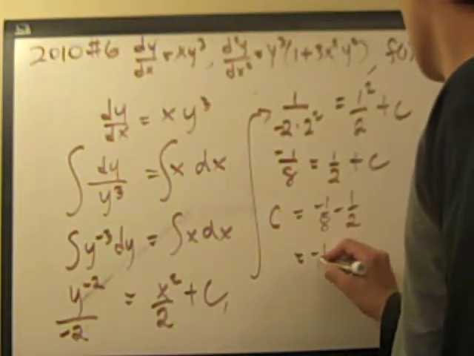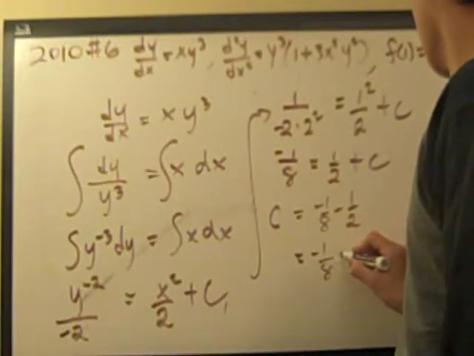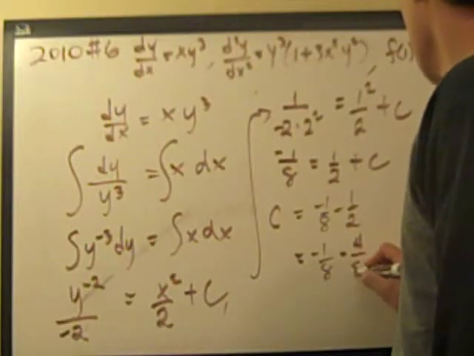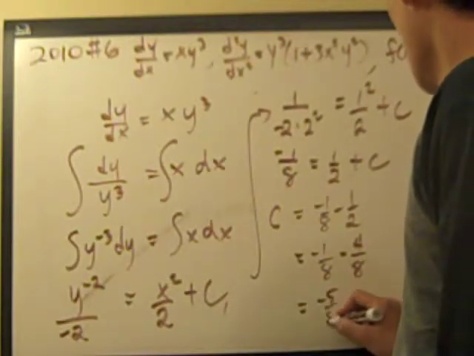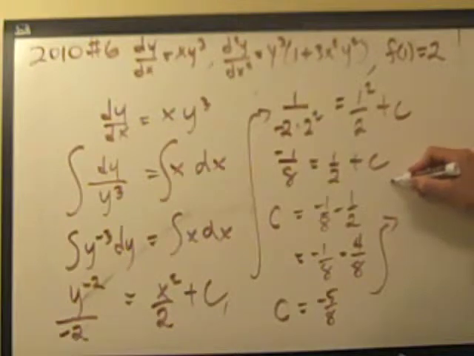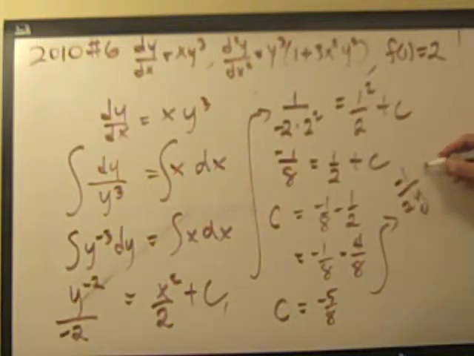Okay. So we get negative 1/8 minus 4/8. So we get negative 5/8 for c. So your solution, your answer, is negative 1 over 2y squared is equal to x squared over 2 minus 5/8.